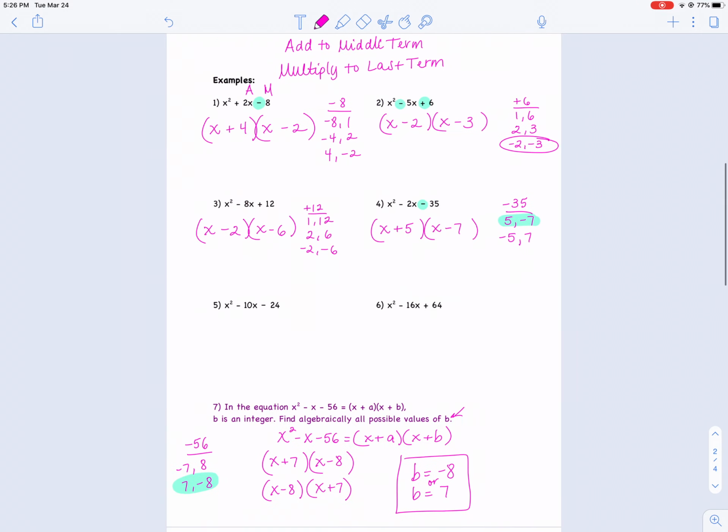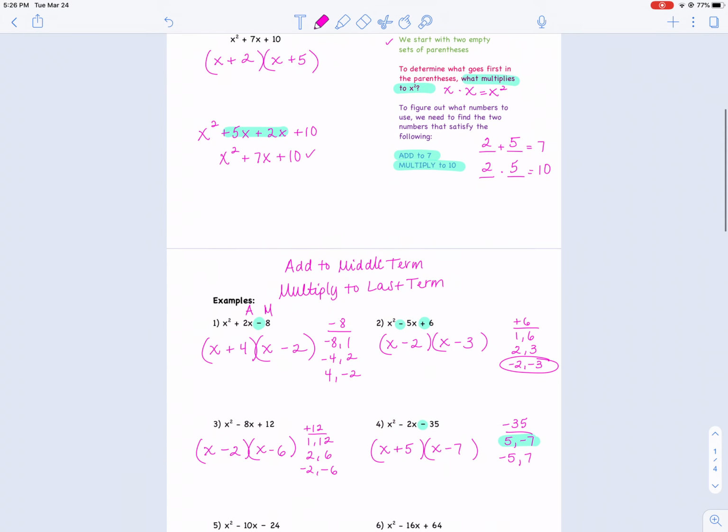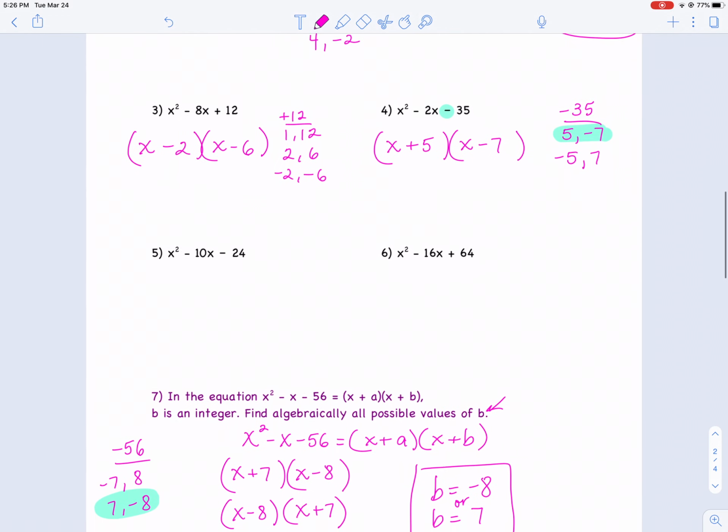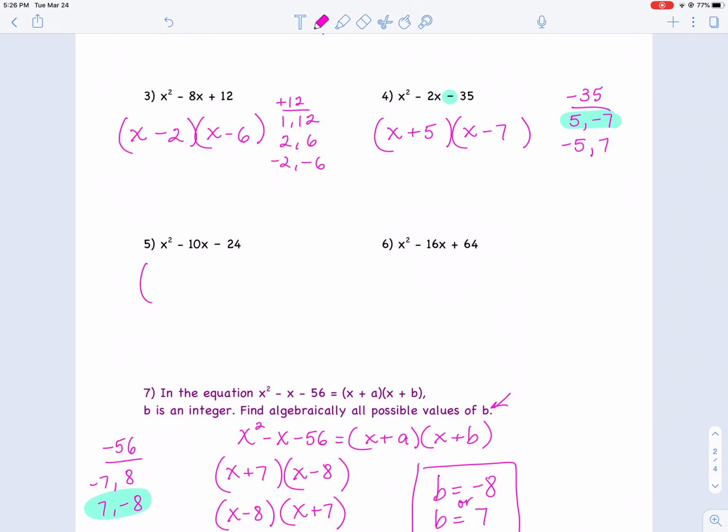Okay, that's it, guys, for today. Why don't you guys let me know how this one goes? I will fill out these last 2 for you. Here, I'll do them right now.